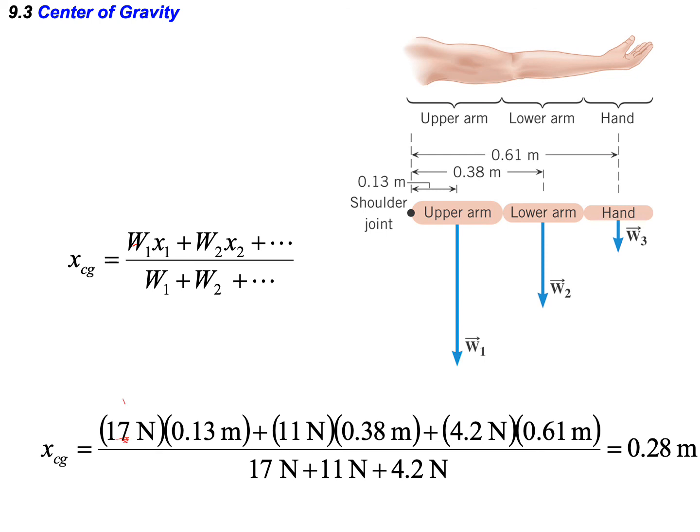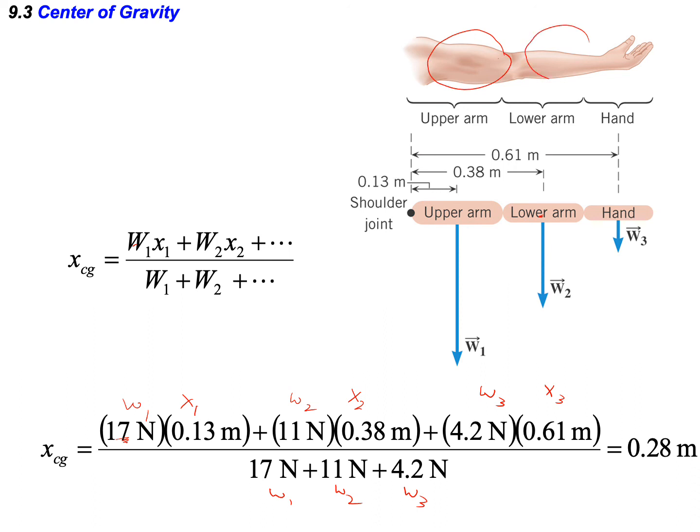So for the X center of gravity, in the next slide I will show you. Okay, here is the weight of the upper arm, W1, X1, the distance from the shoulder joint to the center of gravity of the upper arm. Lower arm weight, W2, X2, the distance from the center of gravity of the lower arm to the shoulder joint. And the hand, center of gravity of the hand and distance to the shoulder joint, X3 and W3, and W1, W2, W3.